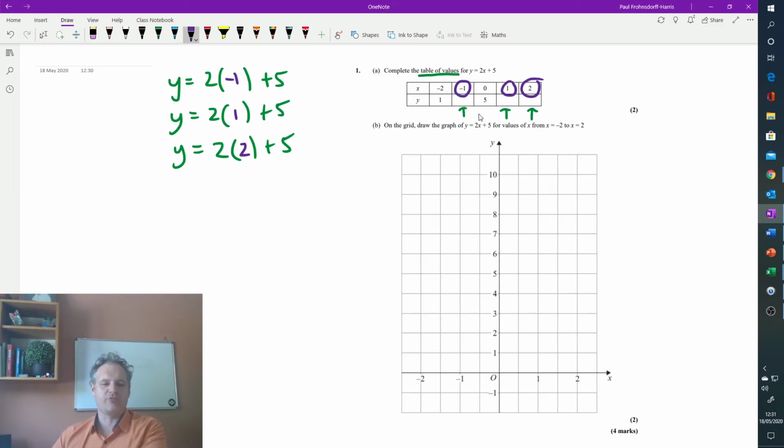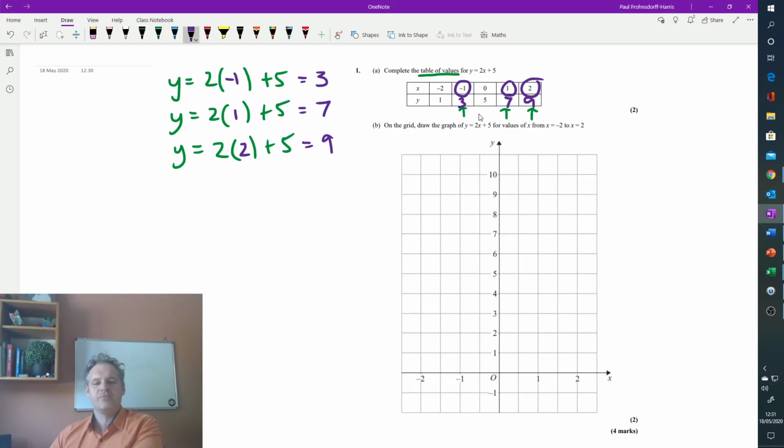2 times -1 is -2. Add 5 is 3, which is why I'm writing a 3 in there. 2 times 1 is 2, add 5 is 7, which is why I'm writing a 7 in here. And 2 times 2 is 4, plus 5 is 9, which is why I'm writing a 9 in here.